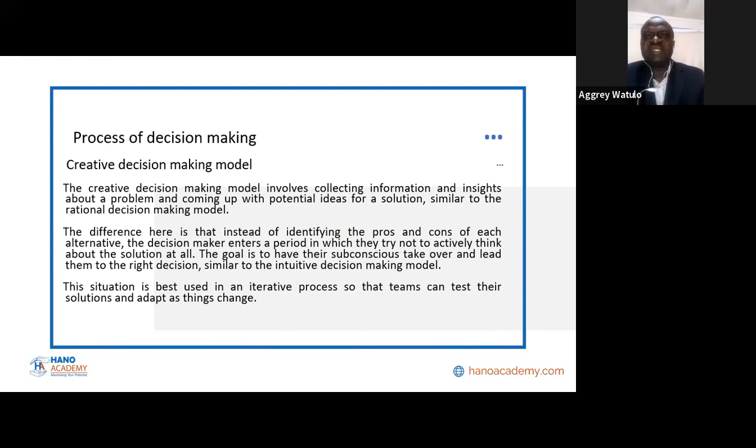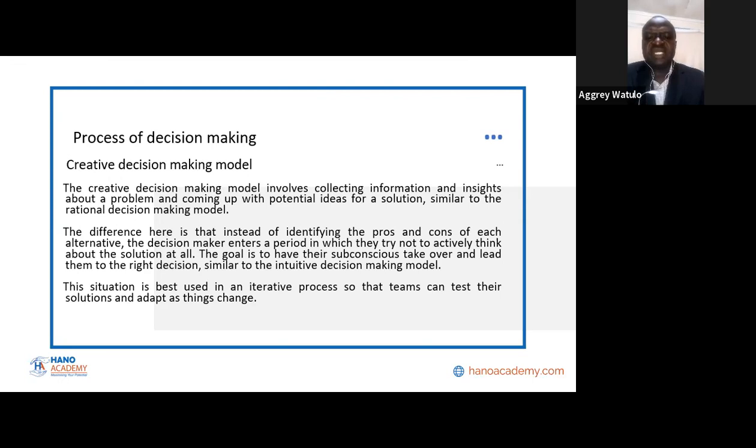So this is a model that involves collecting information and insights about the problem and coming up with potential ideas for a solution, similar to the rational decision-making model. So you collect information and insight about the problem. The difference between the two models, rational and creative decision-making, is that instead of identifying the pros and cons of each alternative, the decision maker enters a period in which they try not to actively think about the solution at all. The goal is to have their subconscious take over and lead them to the right decision, similar to the intuitive decision-making model.